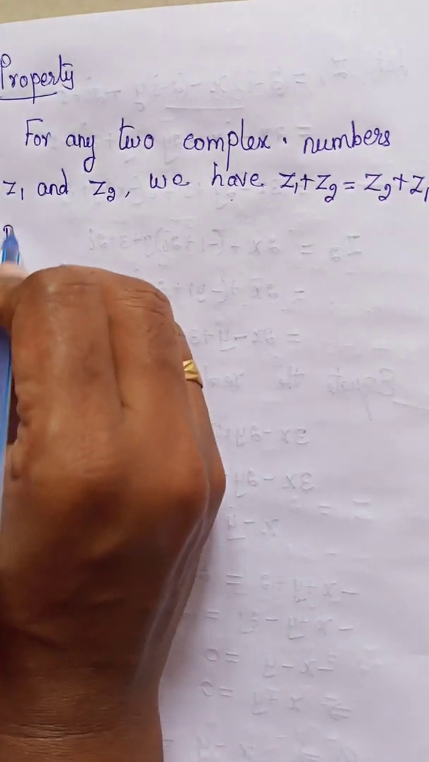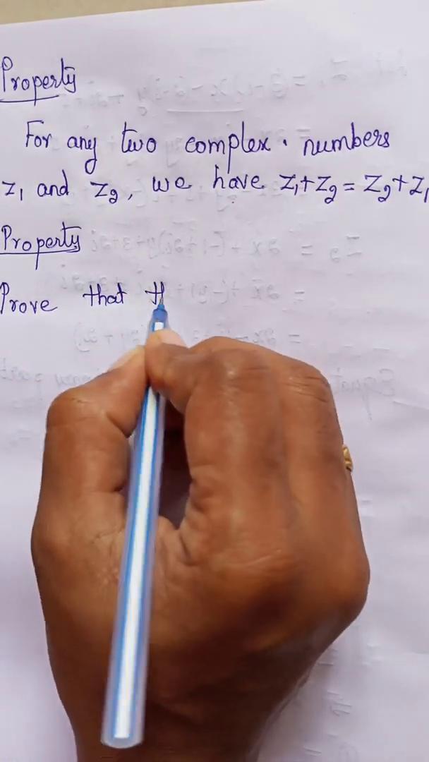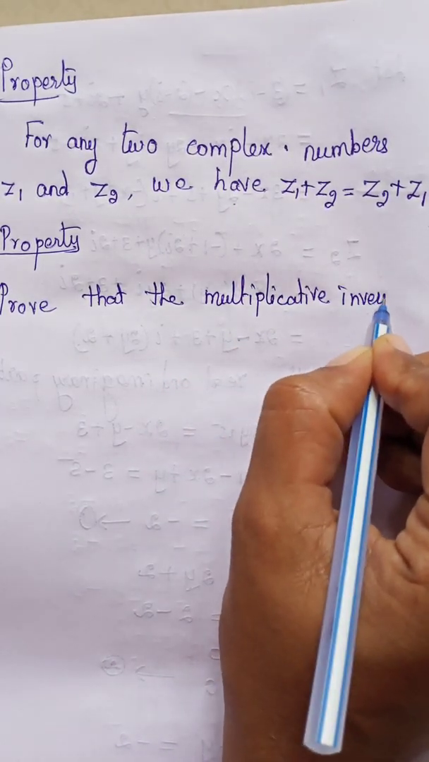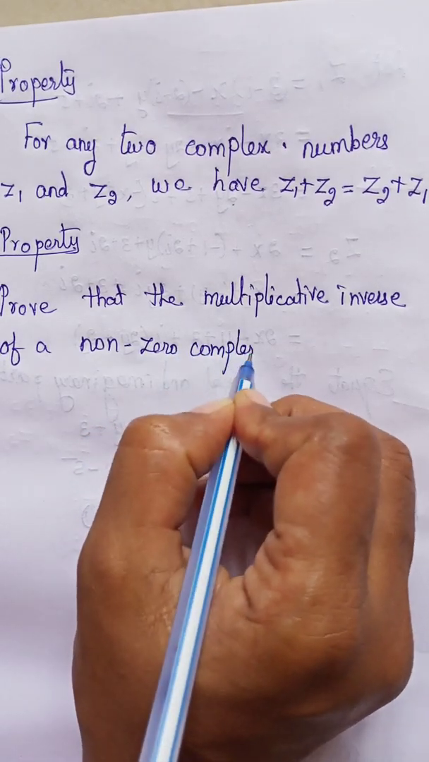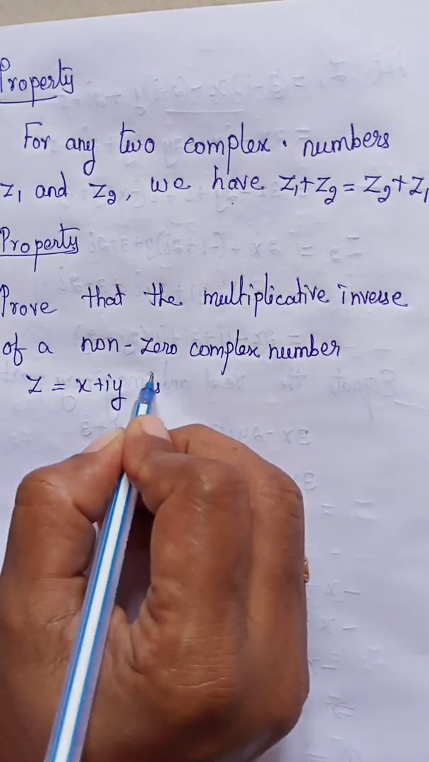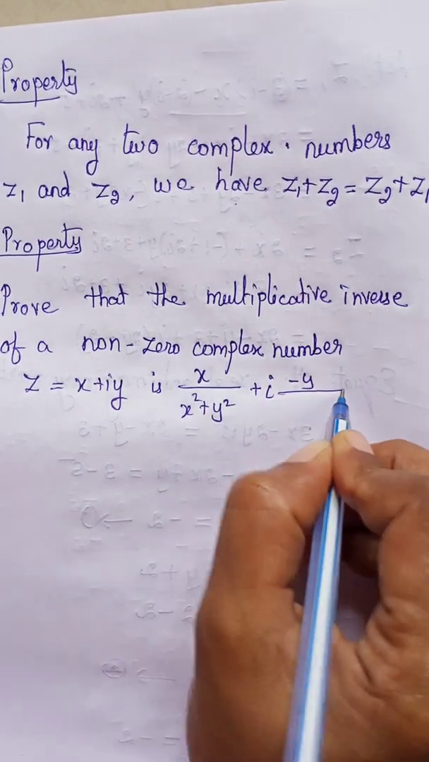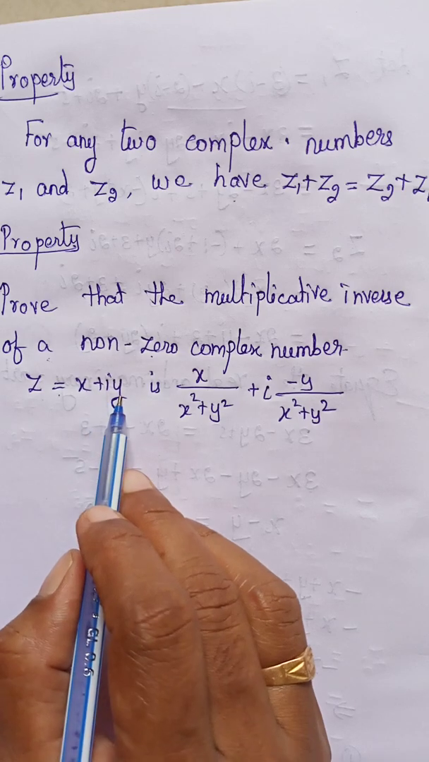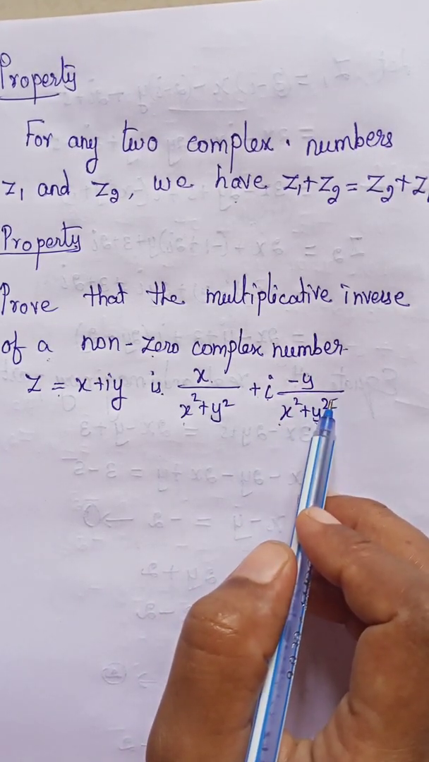See, the next one is a question they have asked us. Prove that the multiplicative inverse of a non-zero complex number Z equal to x plus iy is x by x square plus y square plus i into minus y by x square plus y square. This we need to prove.